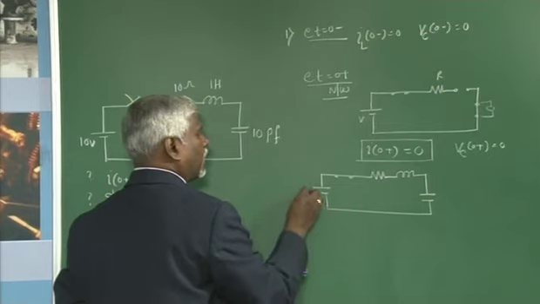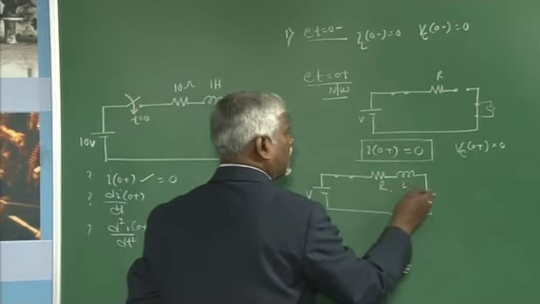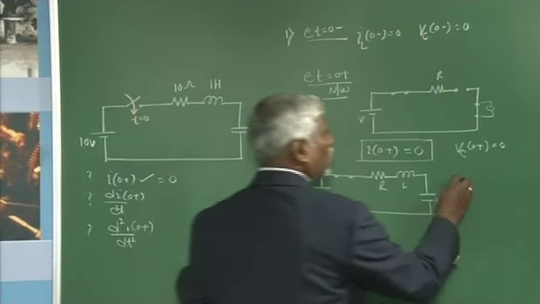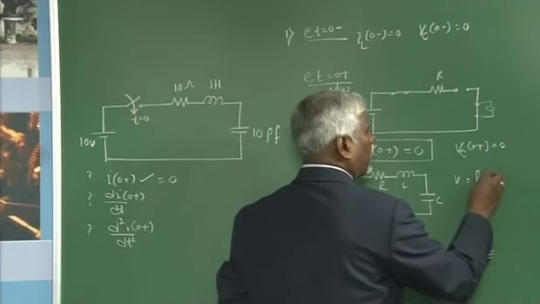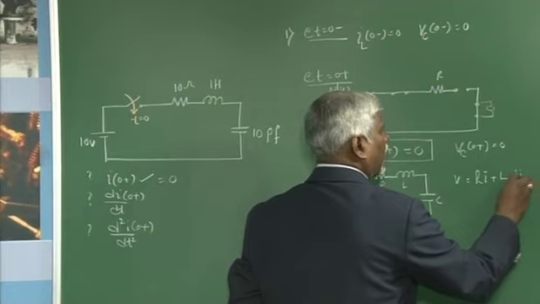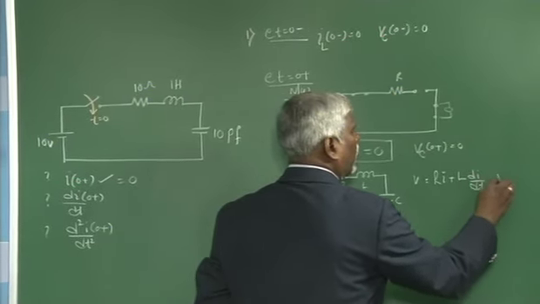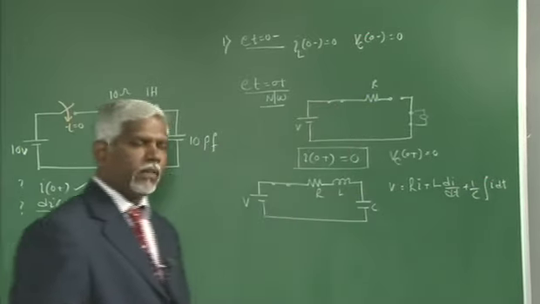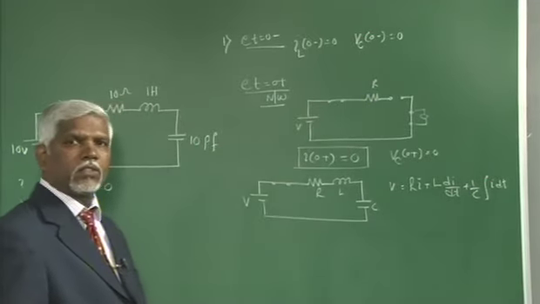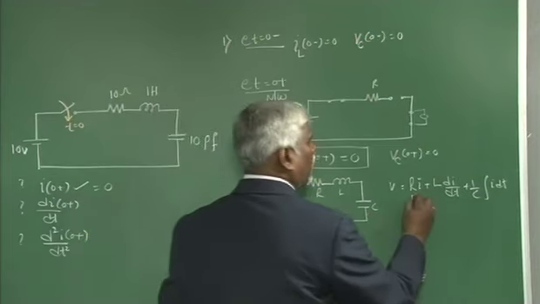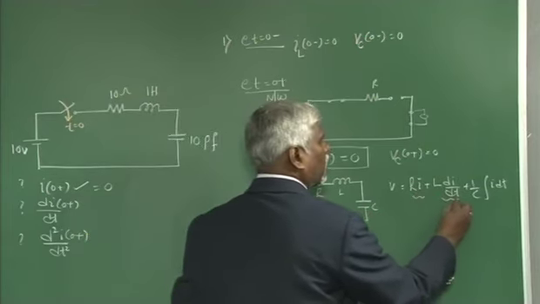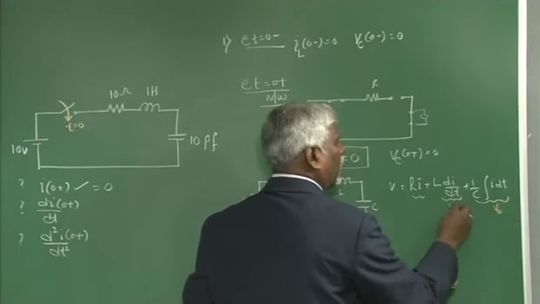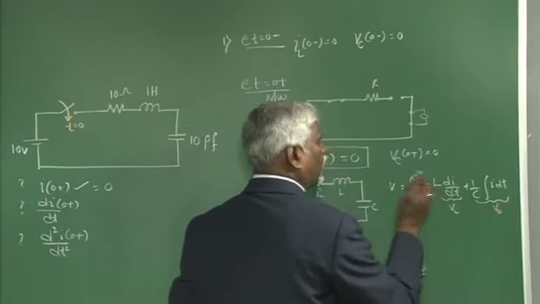Write the general network V, R, L, C. Write the general integral differential equation. V is equal to R into I plus L di by dt plus 1 by C integral I dt. One thing we need to know: what we have written is Kirchhoff's voltage law for a loop. This is the voltage across the resistor, the voltage across the inductor, and the voltage across the capacitor, VR and VL.